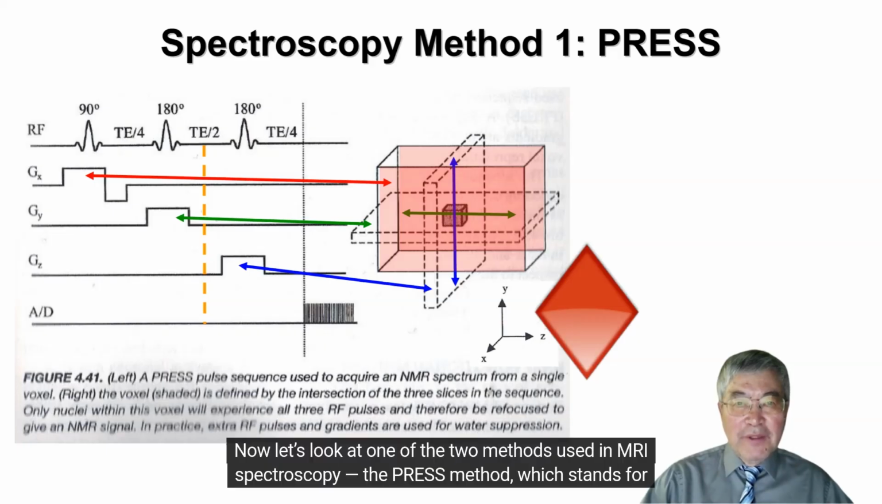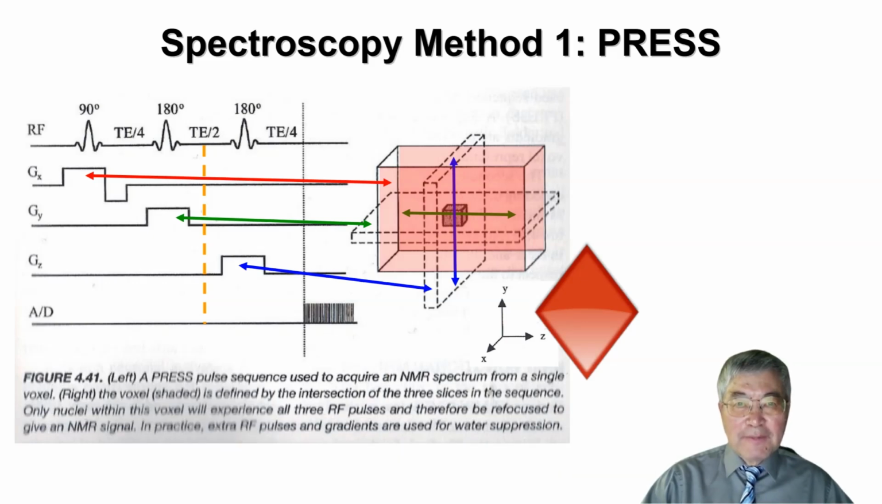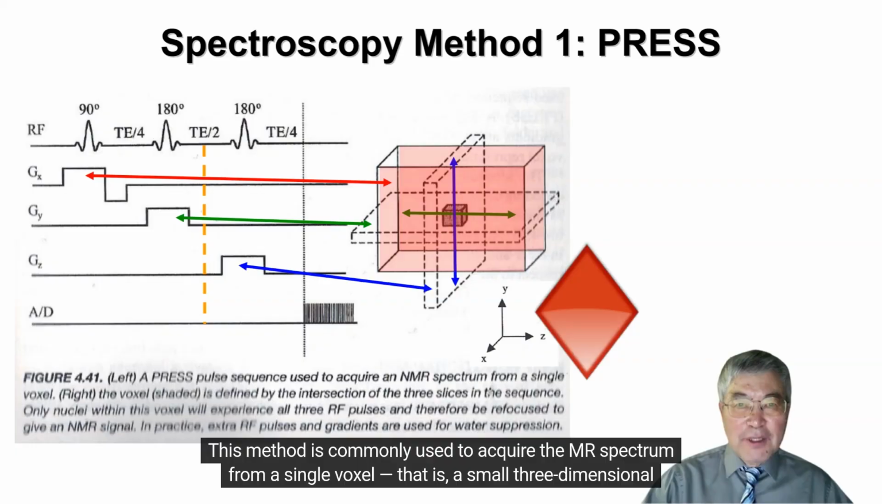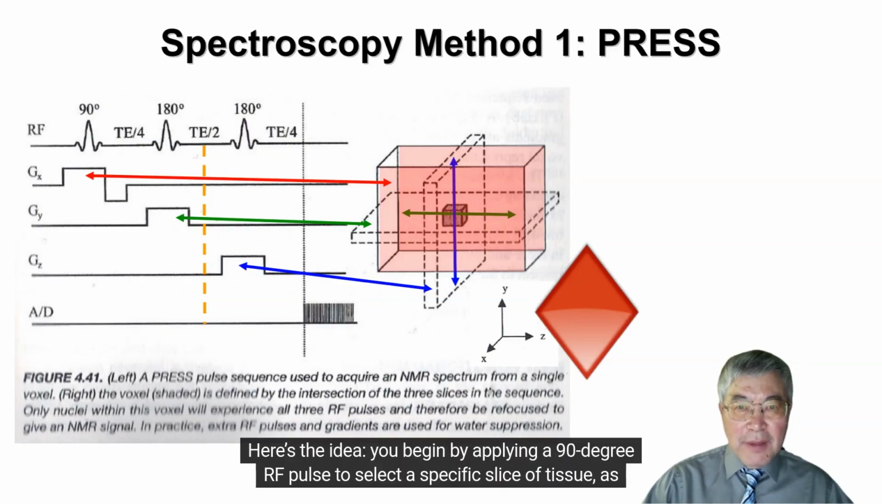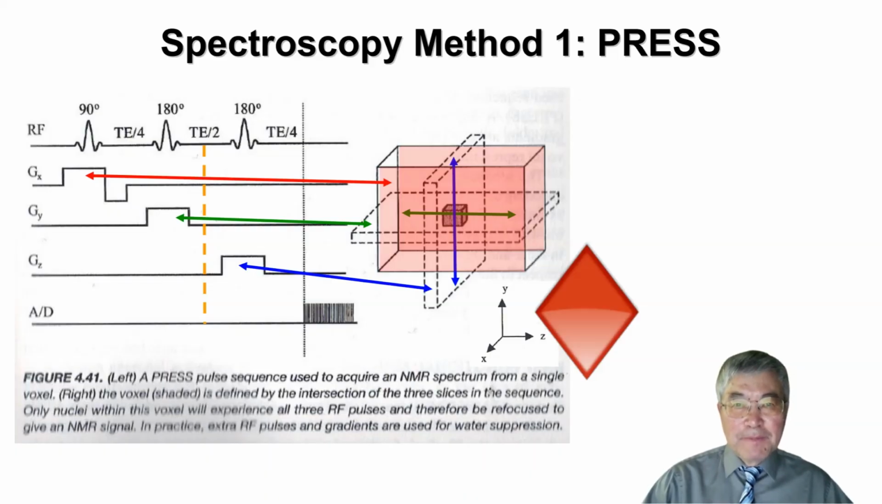Now let's look at one of the two methods used in MRI spectroscopy, the PRESS method, which stands for point-resolved spectroscopy. This method is commonly used to acquire the MR spectrum from a single voxel, that is, a small three-dimensional volume within the body. Here's the idea. You begin by applying a 90-degree RF pulse to select a specific slice of tissue, as shown in the figure.